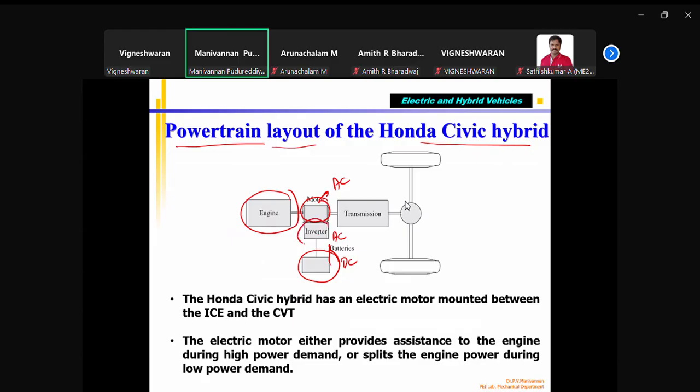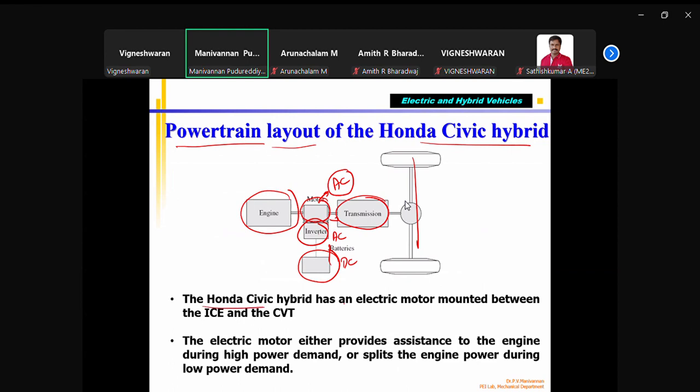Whenever you see an inverter, automatically you can understand that the motor is an AC motor. If from the battery there's an inverter, and from there it goes to a motor, it means that motor is an AC motor. And there's this one. Together, they produce the transmission. That means by this one drives the wheel.